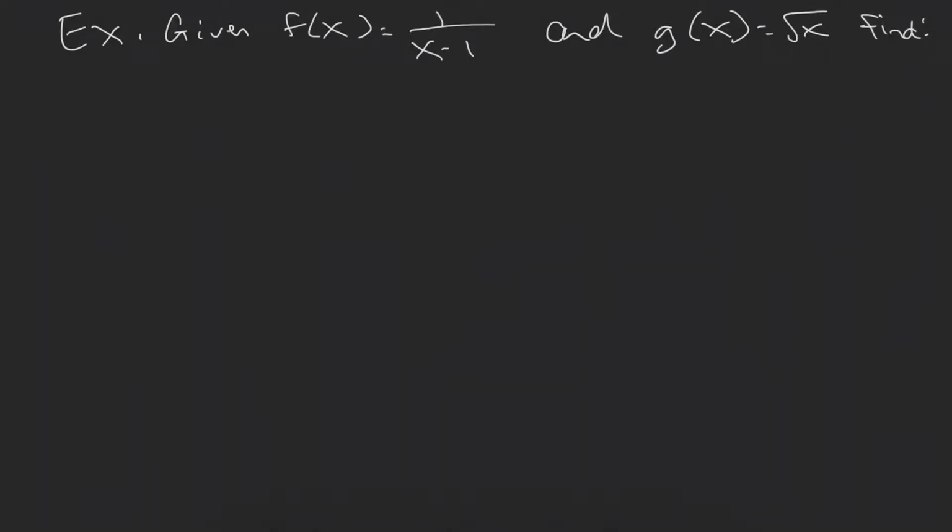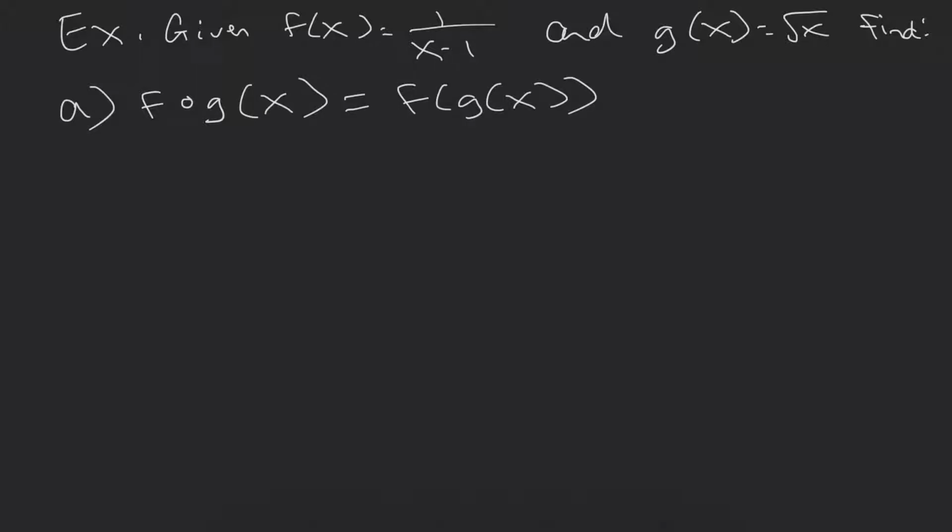All right, let's do a few more here. I'll use the same functions, good functions to look at. So given f of x is equal to 1 over x minus 1, and g of x is equal to the square root of x. Let's do part A here. Let's find f composed with g of x. So that'll be f of g of x.